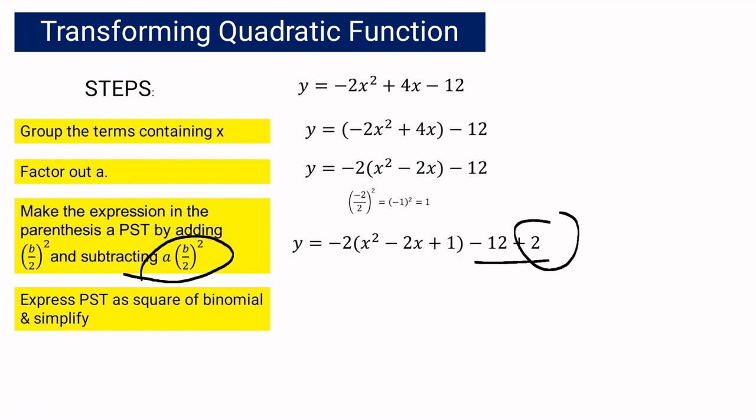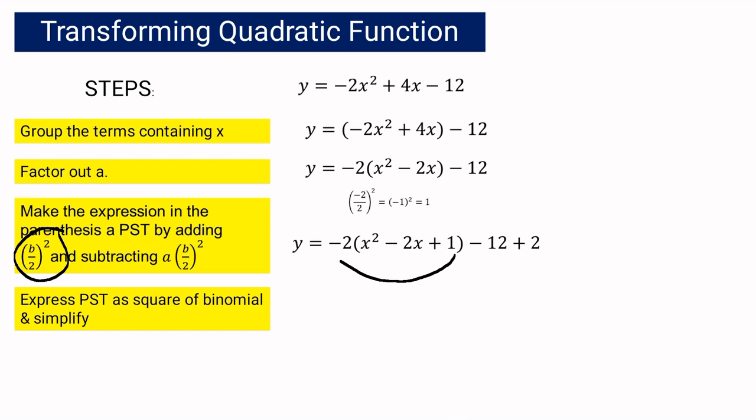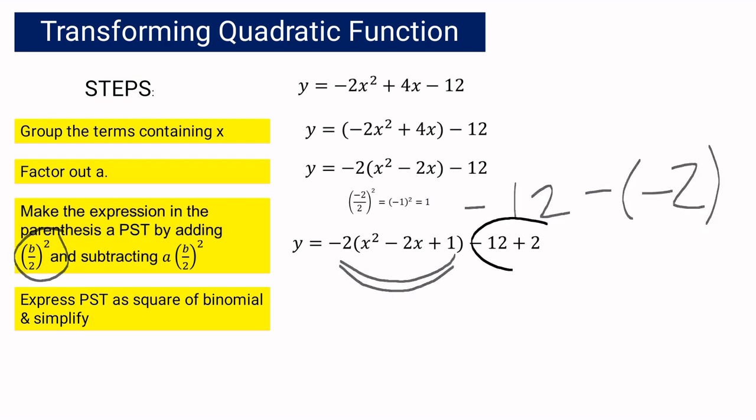Can you follow? Let me explain it again. This is your a. This is the value of b over 2 squared. The value of this is negative 2. So you have negative 12 minus negative 2. That's why we have here negative 12 plus 2. Now we are ready to do step number 4.